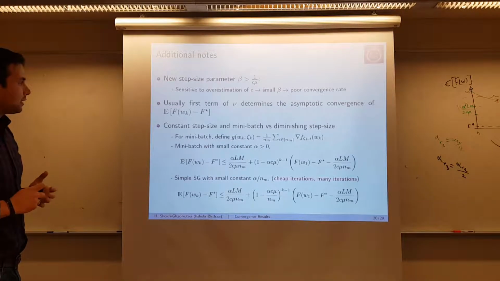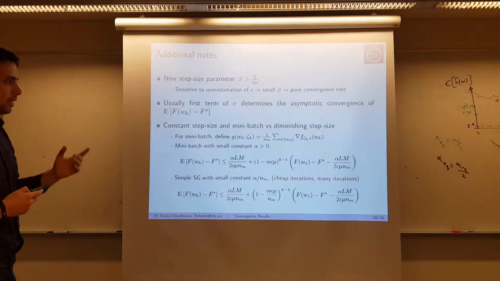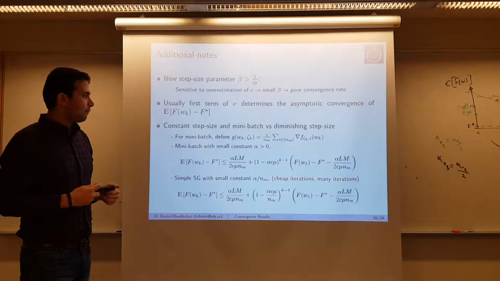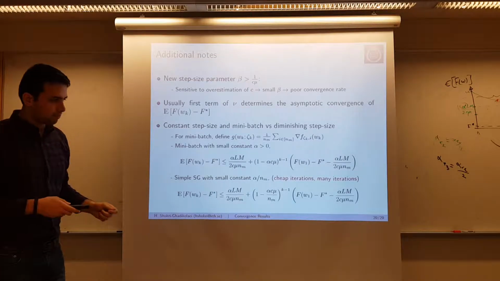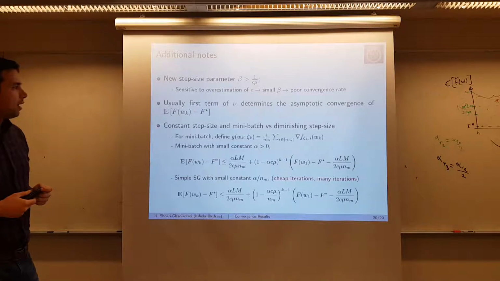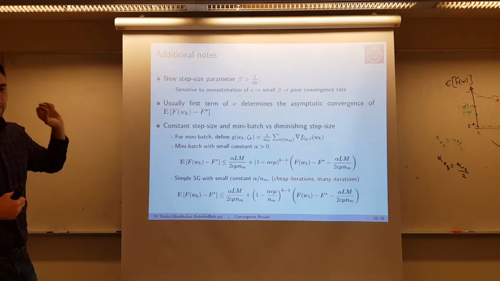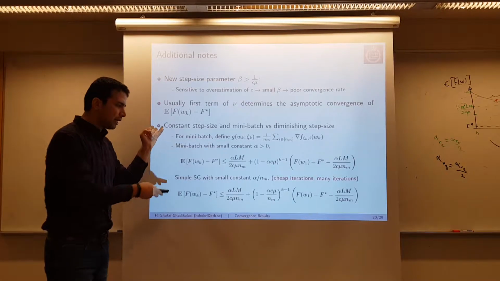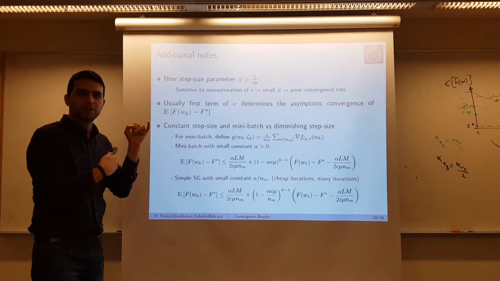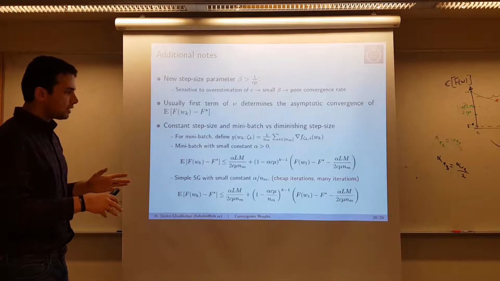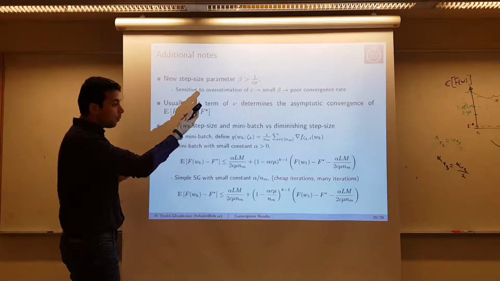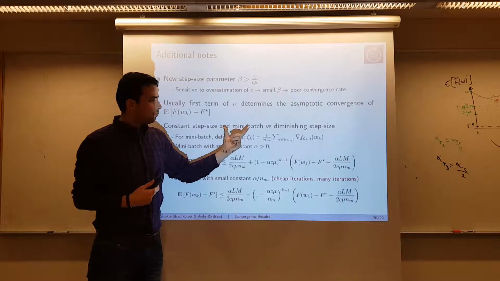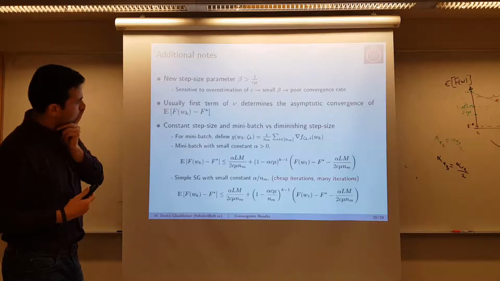And then I mentioned that the first term will determine asymptotic convergence. Now, let's compare with the first table that we did have. This is not for diminishing step size, this is for constant step size, but you can have more or less the same comparison with diminishing step size as well. So for constant step size, theorem 1, and now let's compare mini batch, sorry.